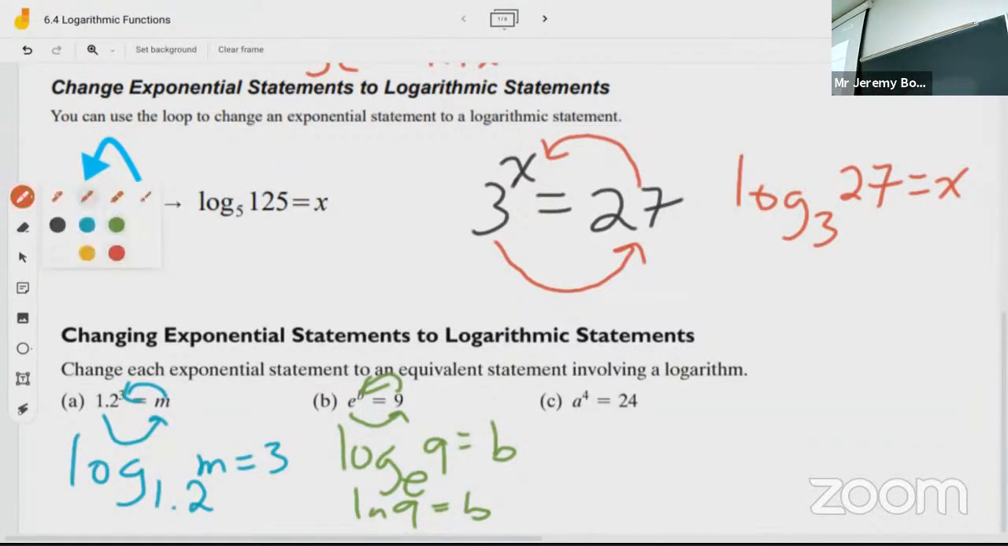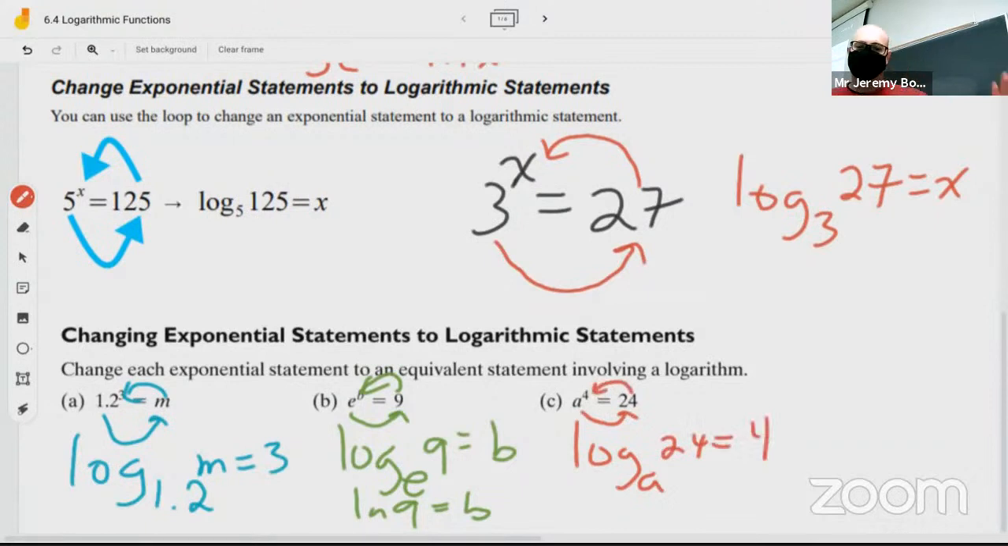All right. And C, it's going to be log base A of 24 is equal to 4. And that one we can't change anything. It's just log base A. Any questions on C? Or B? I don't think I asked that question. All right. Here we go next.